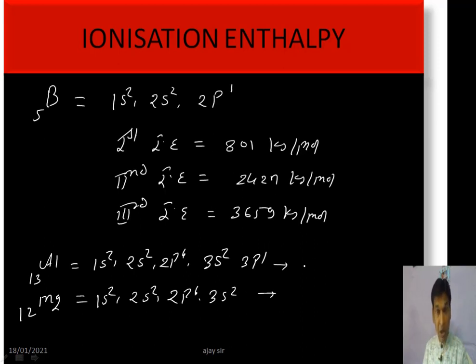Then the first ionization enthalpy of aluminium, which will be higher: aluminium's or magnesium's?